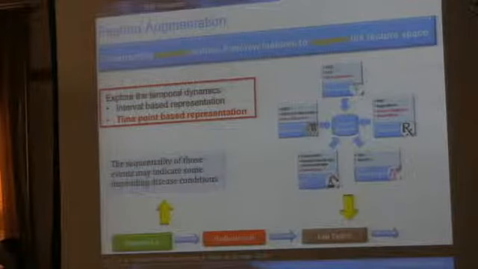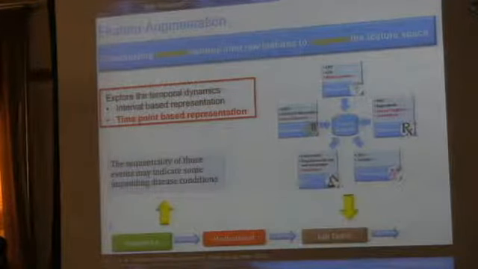So there are several different ways along this line. The goal is to construct derived features from raw features to augment the feature space. One popular way is to explore the temporal dynamics among those raw features. And there are also some other approaches.